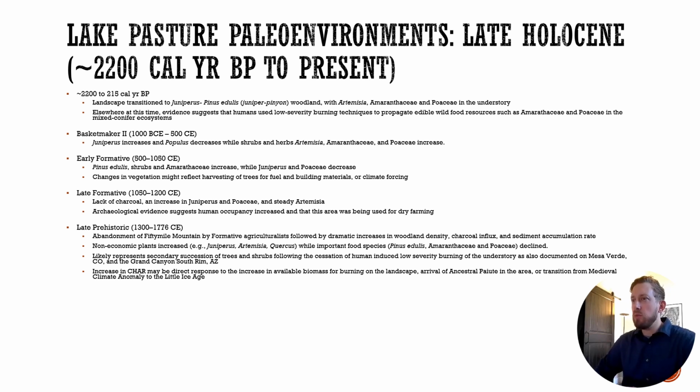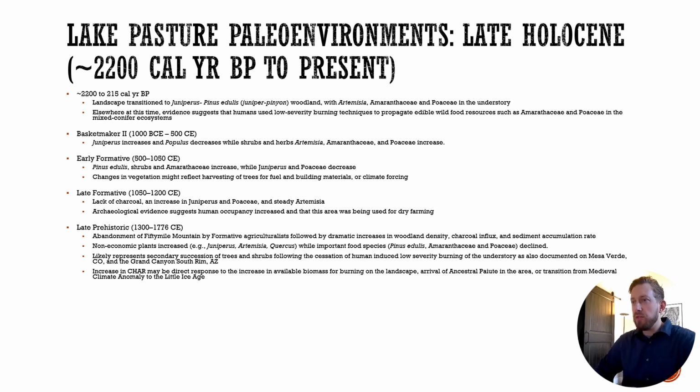During Basket Maker 2, we have increases in juniper, decreases in Poaceae, and increases in shrubs and herbs. During the early formative, we have pinyon pine, shrubs, and Amaranthaceae increasing while juniper and grasses decrease. During the late formative, we have a lack of charcoal, an increase in juniper and grass, and sage was steady.